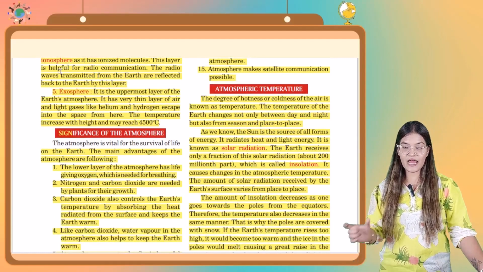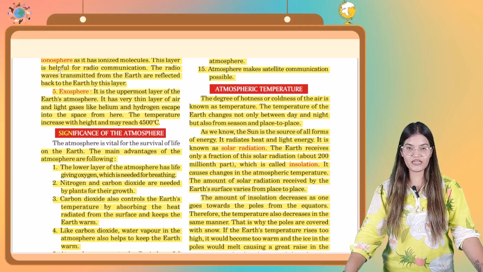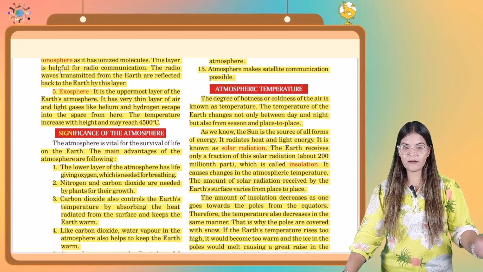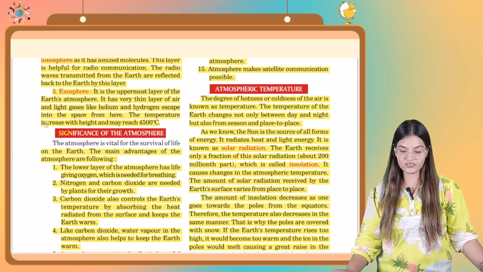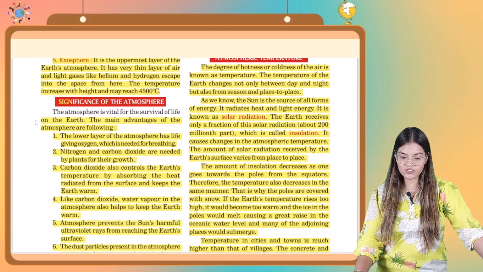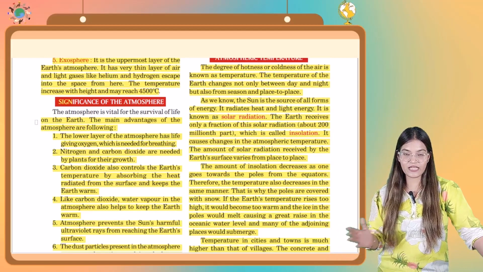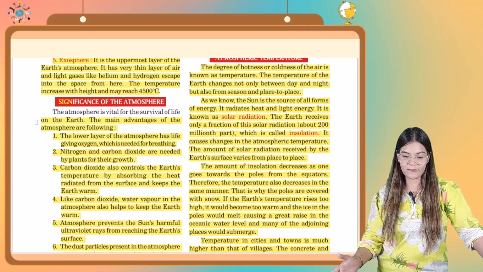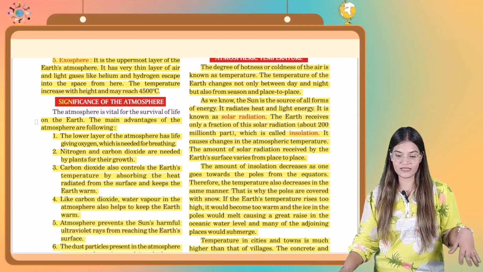Now the next topic is atmospheric temperature. The degree of hotness or coldness of the air is known as temperature. जिससे हमें गर्म और ठंडे वेदर का पता लगता है, that is known as temperature. The temperature of the earth changes not only between day and night but also season to season and place to place. कि ऐसा नहीं है कि दिन और नाइट से, डे और नाइट से ही हमें पता लगता रहता है टेम्परेचर, नहीं, बट सीजन टू सीजन एंड प्लेस टू प्लेस भी हमें पता लगता रहता है हमारा टेम्परेचर.